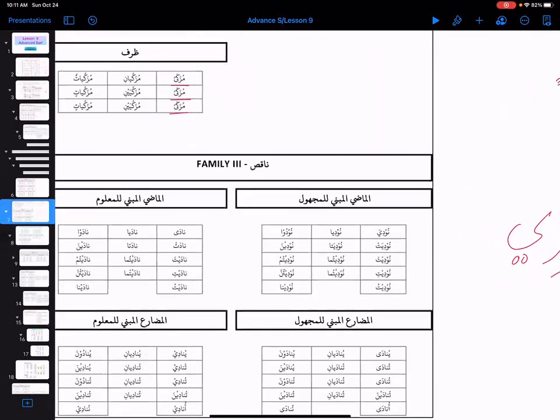Nada, yunadi, nidaan, fahuwa nadin, right? Nudi, nud, nudiya. Nudina. Nudi, yunadi, yunada. Oh, I just went to sarf kabir. So nudiya, yunada, nidaan, fahuwa, munadan.